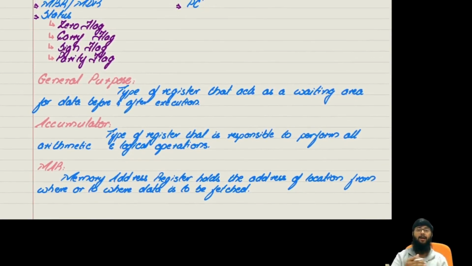Then we do have an MAR. MAR actually holds the address of the memory location. As we all know, in the system, computer memory is divided into categories, or you may say small sections, and each section has a particular unique ID number.